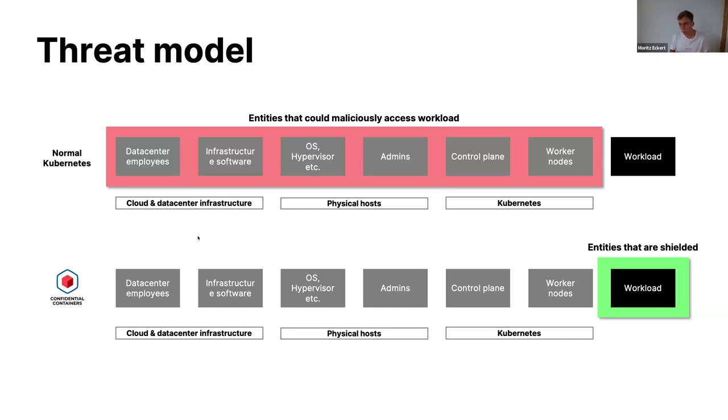So far, if you deploy your workload in the cloud, you basically have to implicitly trust the entire stack below. You have to trust the infrastructure, the physical host, the admins that have access to those layers, like the hypervisor, the host OS, and so forth. You have to trust your provider.